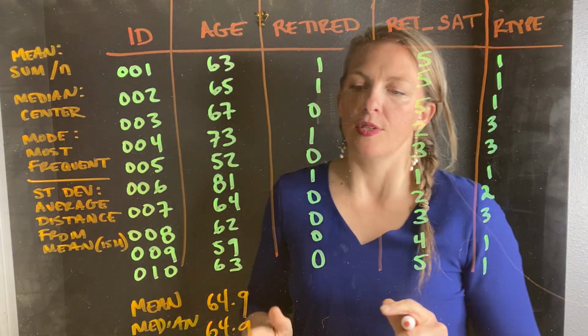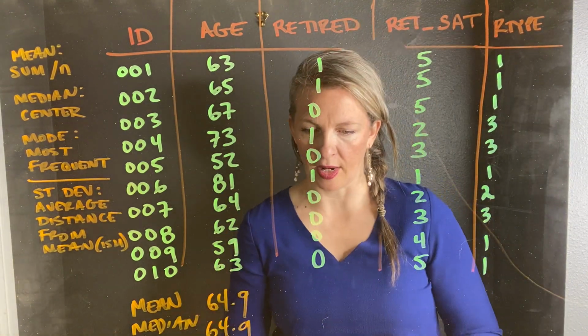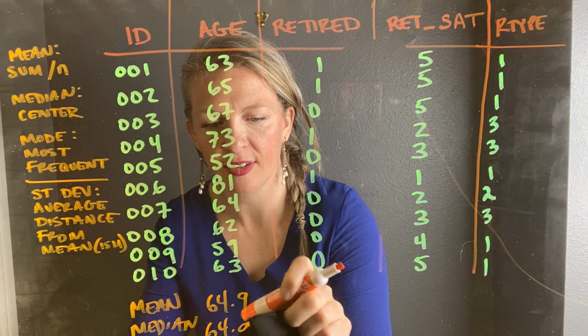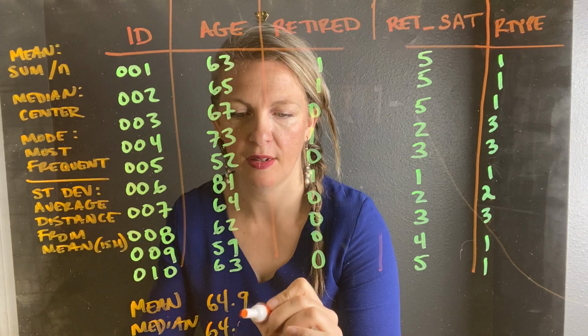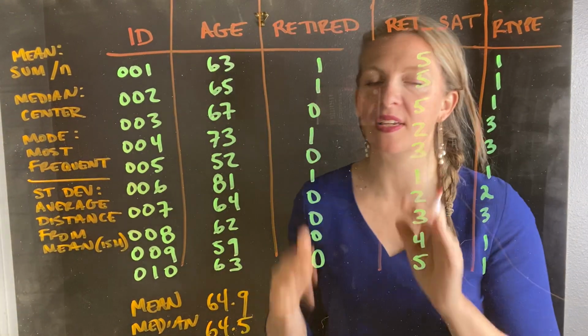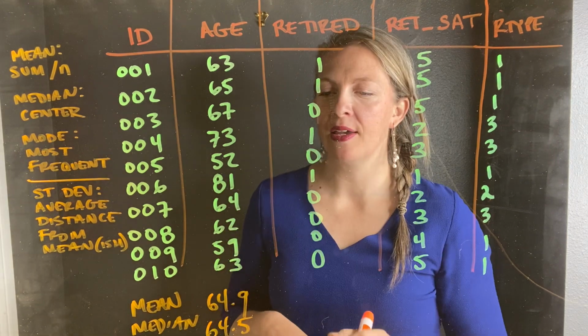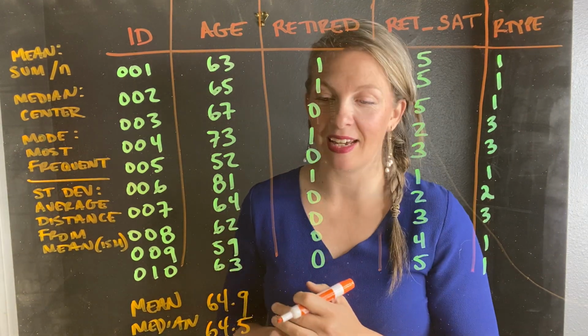$64.9. So, no, that's not right. 64.5. My goodness. Let's not mess that up. Okay, 64.5. That's our median. So that's the middle of our data.